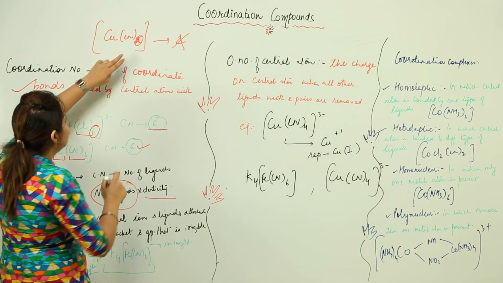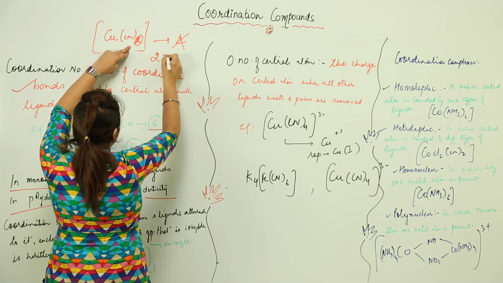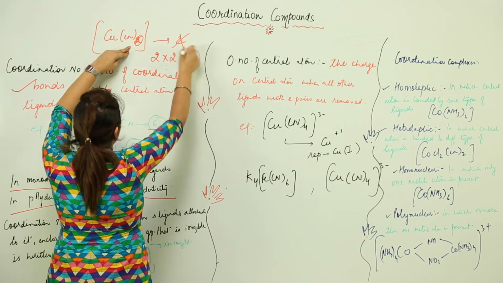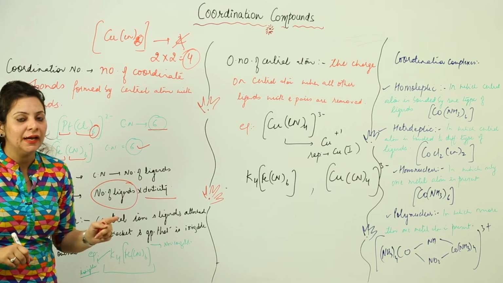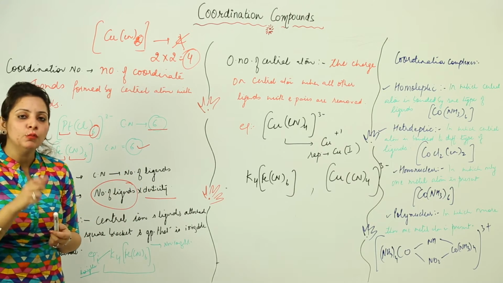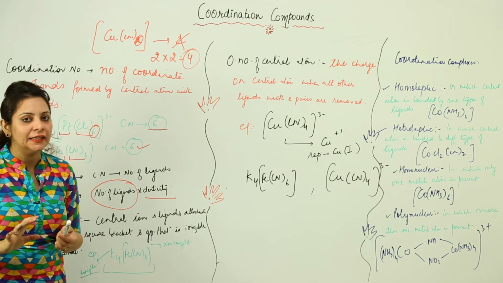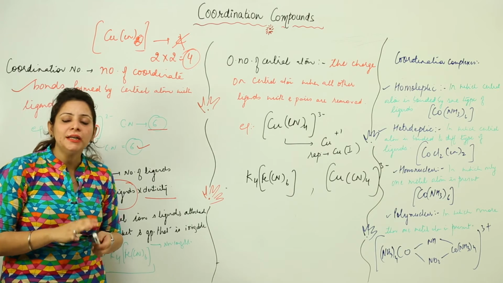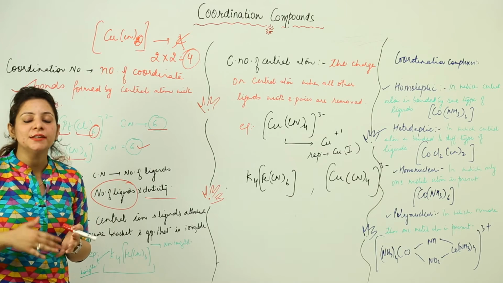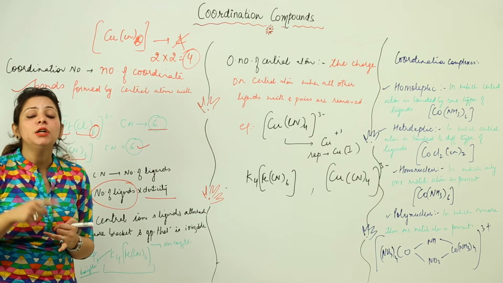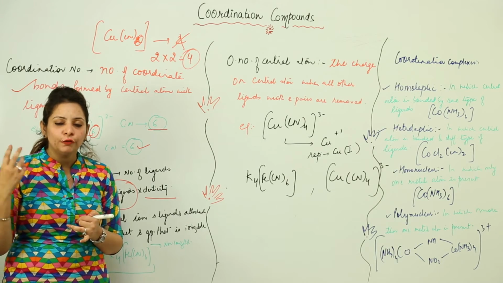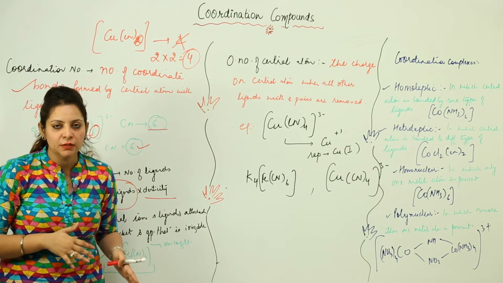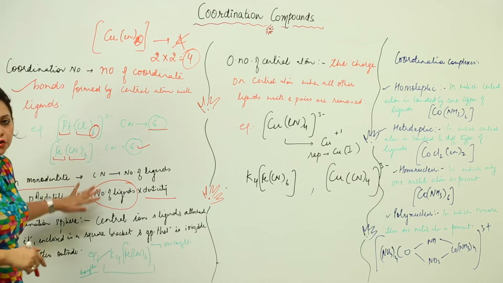So that means you need to multiply the number of ligands with the denticity, so the coordination number comes out to be 4. This is an important point which you have to keep in mind: whenever we are talking about monodentate, it is equal to the number of ligands. But when we are talking about polydentate, then we need to take into consideration the number of ligands into the denticity, whether they have 2 donor sites, 3 donor sites or 4 donor sites, you need to multiply that with the number of ligands. Then you will get the coordination number.